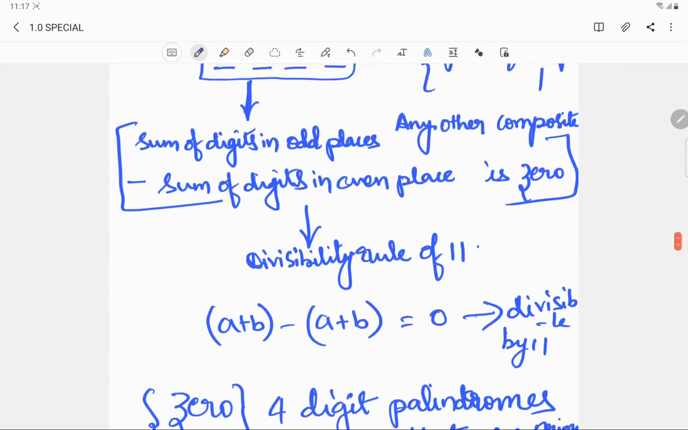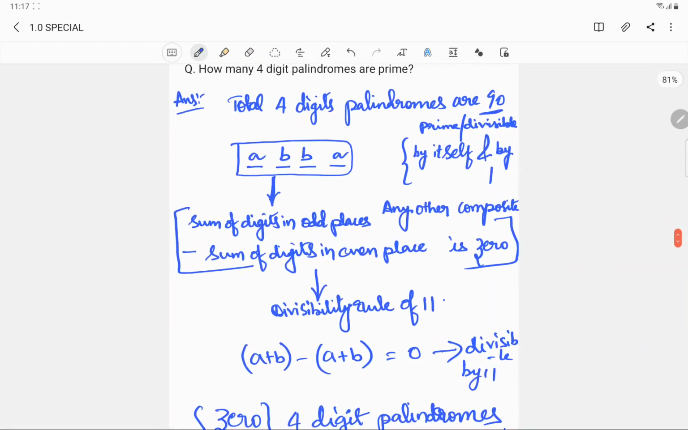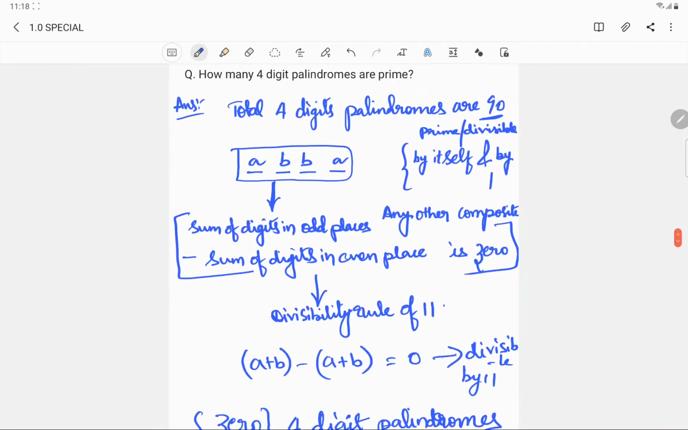What we have done is simply checked the divisibility. As we know, the divisibility rule of 11 states that the sum of the digits in the odd places minus the sum of the digits in the even places should be a multiple of 11. In this way we have found that the sum of the digits in the odd places of the 4-digit palindrome minus the sum of the digits in the even places is 0. So hence it will be divisible by 11. Each and every 4-digit palindrome will be divisible by 11. So there would be 0 prime 4-digit palindromes.